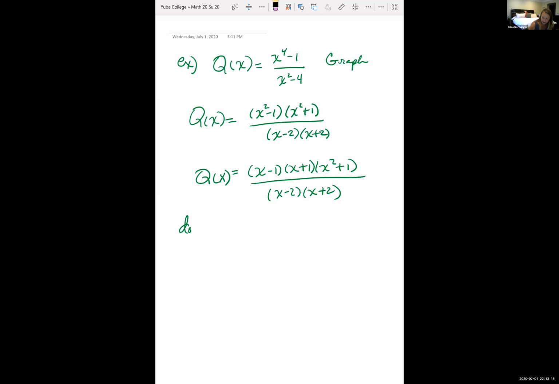So our domain is all real numbers except values which set our denominator equal to 0. So x cannot be 2 or negative 2. Vertical asymptotes are values which set just the denominator equal to 0 and not both the denominator and numerator, and nothing sets both. And so we have two vertical asymptotes, x equals 2 and x equals negative 2.